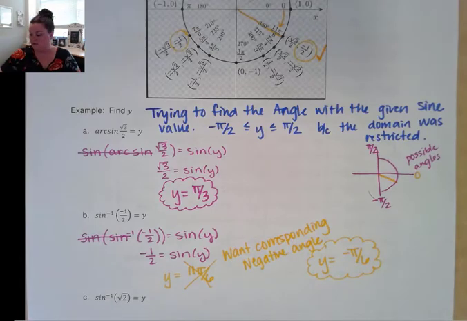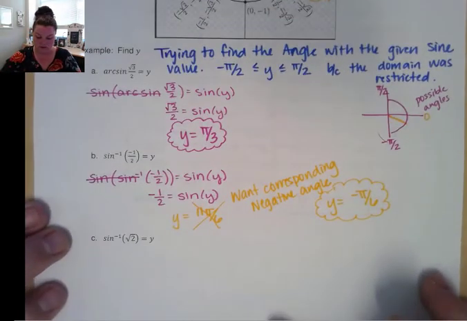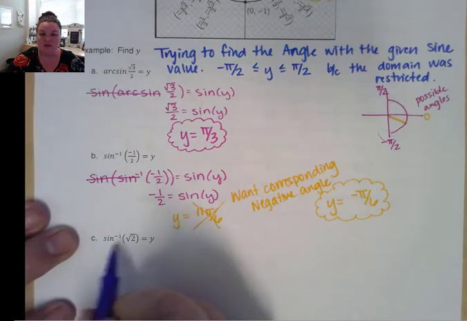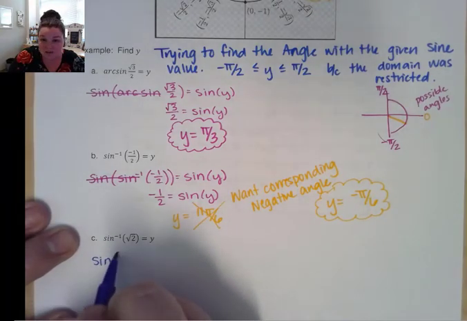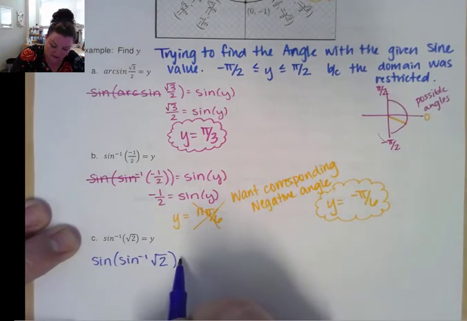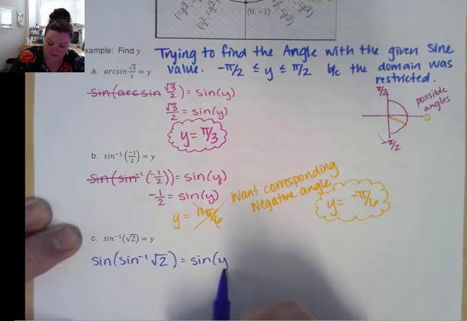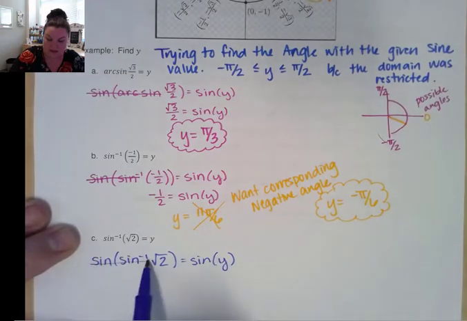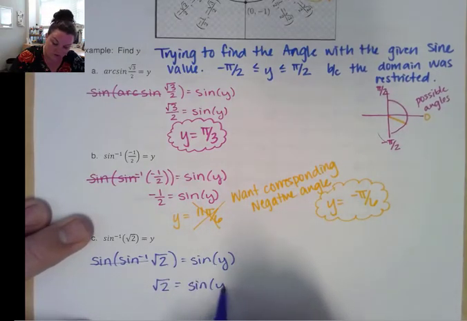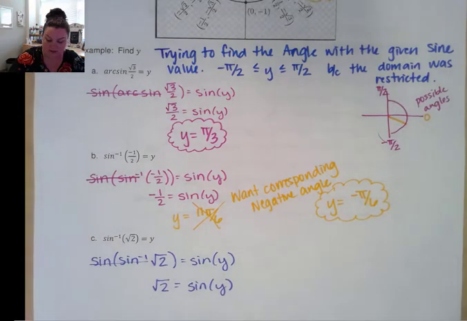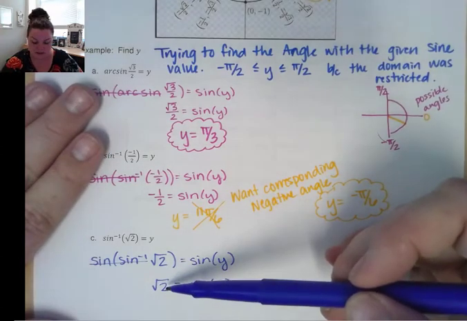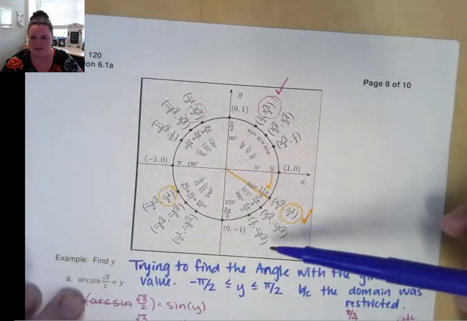All right. Let's look at another one. This one says sine inverse of the square root of 2 equals y. So again, to get rid of sine inverse, we're going to apply the sine function to both sides. So sine evaluated at sine inverse of the square root of 2 is equal to sine of y. So my sine and my sine inverse are going to cancel, and I have the square root of 2 is equal to sine y. Okay. Now notice if you look up at our unit circle at the top of the page, we're looking for a sine value of square root of 2.